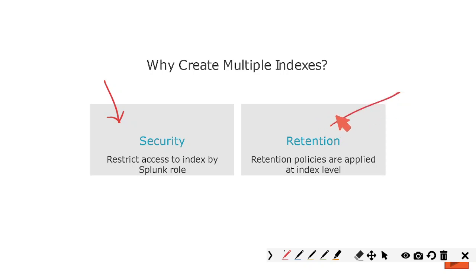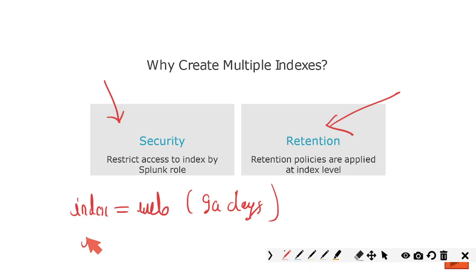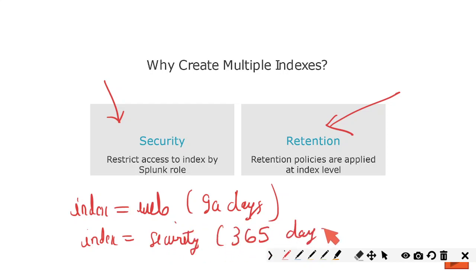The second is the data retention policies. What I'm saying is, if I have one index for the operations team or the web team, that web data can be stored just for 90 days, and after that the data can be deleted. But for the security team, as compliance mandates, the data has to be stored for 365 days. This kind of data retention policy we can easily create based on different indexes as well. So that is what we mean by data retention policies that can be applied at the index level.